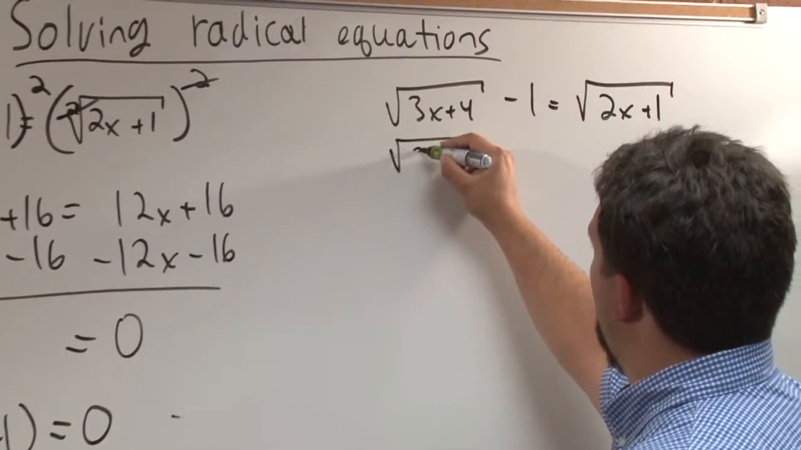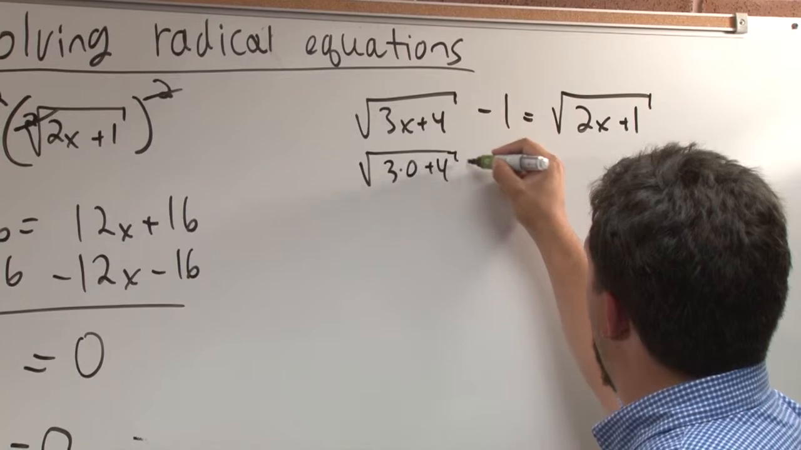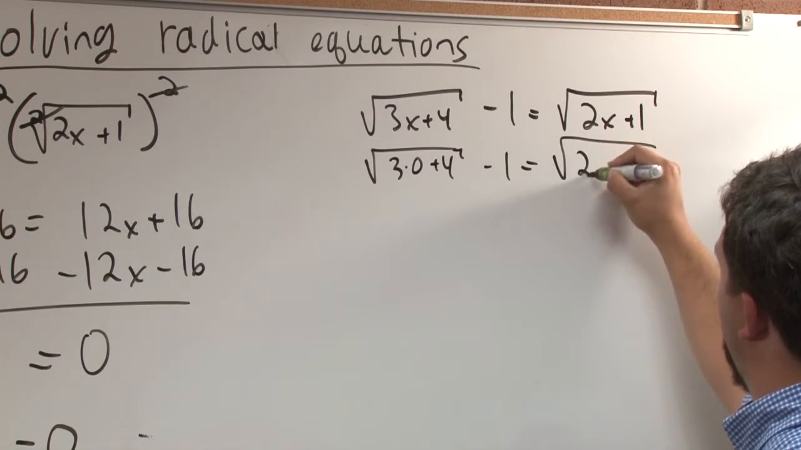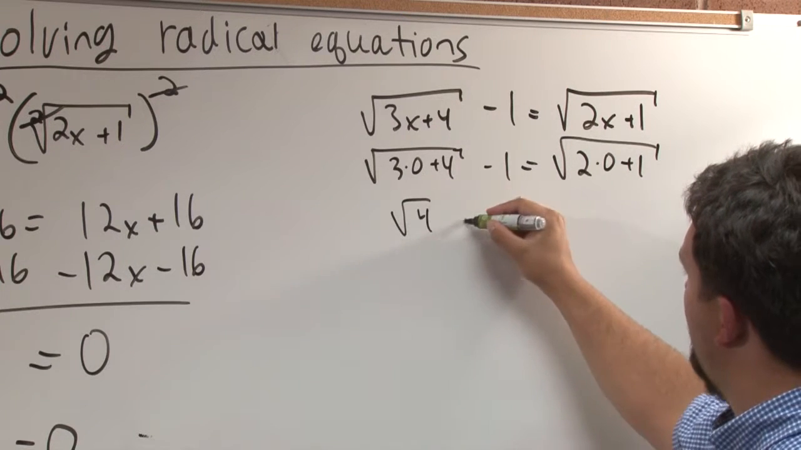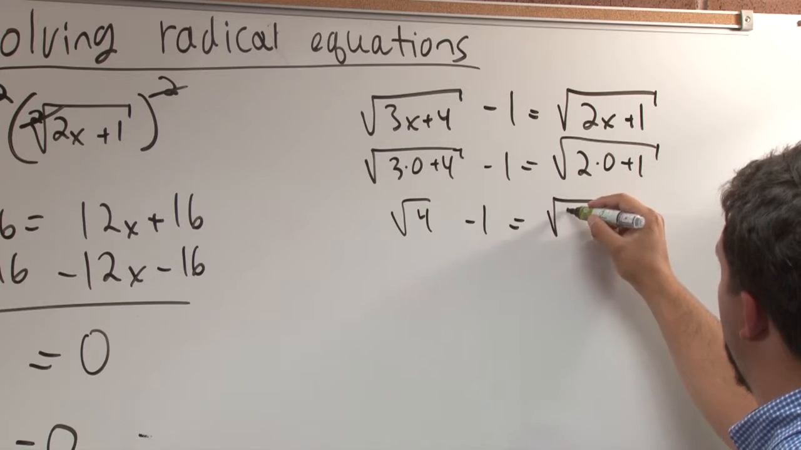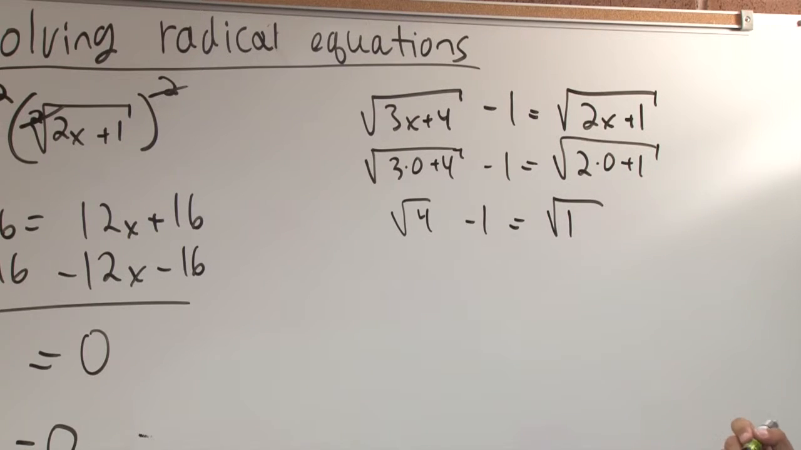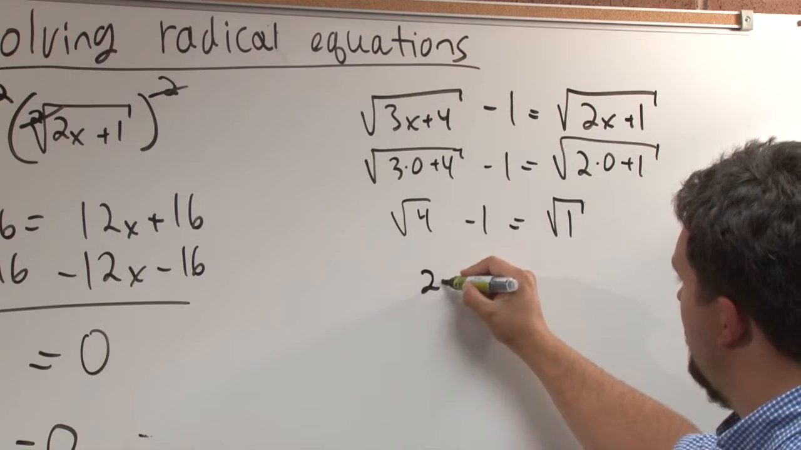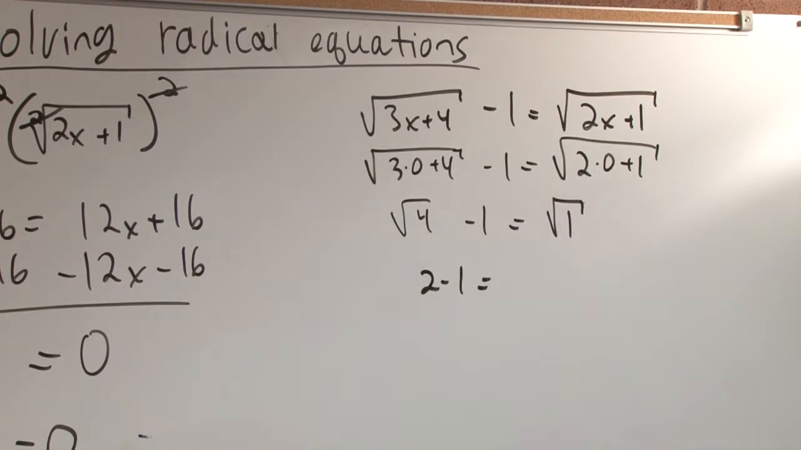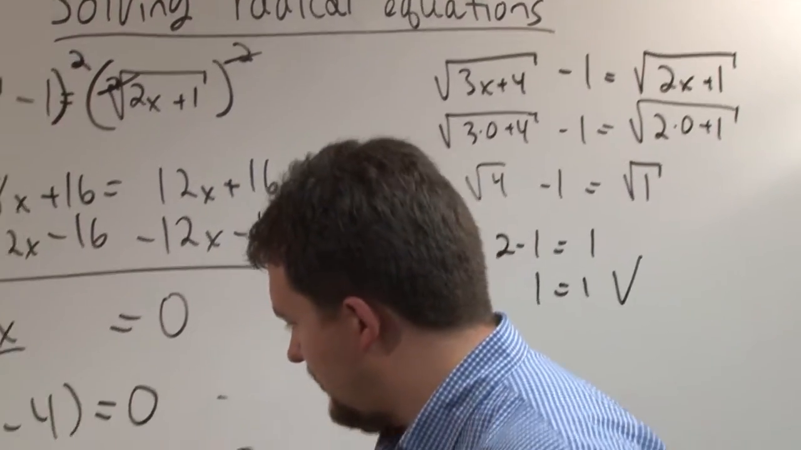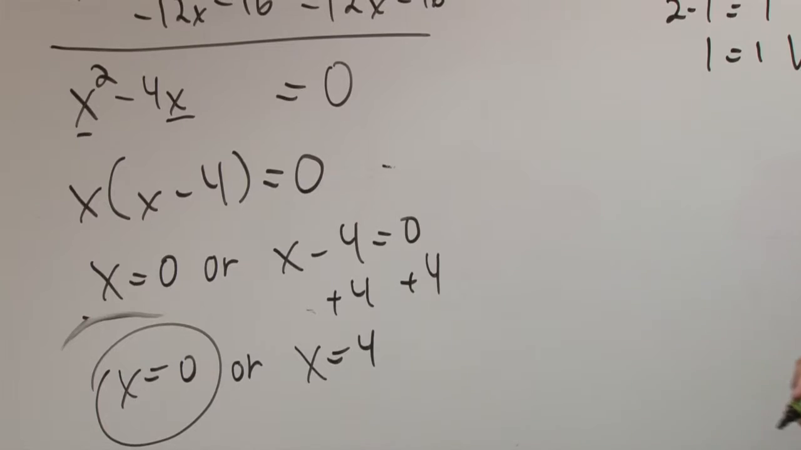So 3 times 0 plus 4 minus 1 equals square root of 2 times 0 plus 1. Well, thankfully, that just becomes square root 4 minus 1 equals square root of just a 1. 2 times 0 is 0, plus a 1 is 1. Alrighty. Well, the square root of 4 is 2, minus 1. And it's so simple, sometimes students make mistakes. Square root of 1 is just 1. Which means 1 equals 1, it works. All right, so that one definitely is, oh, wrong one. That one is definitely an answer that works.